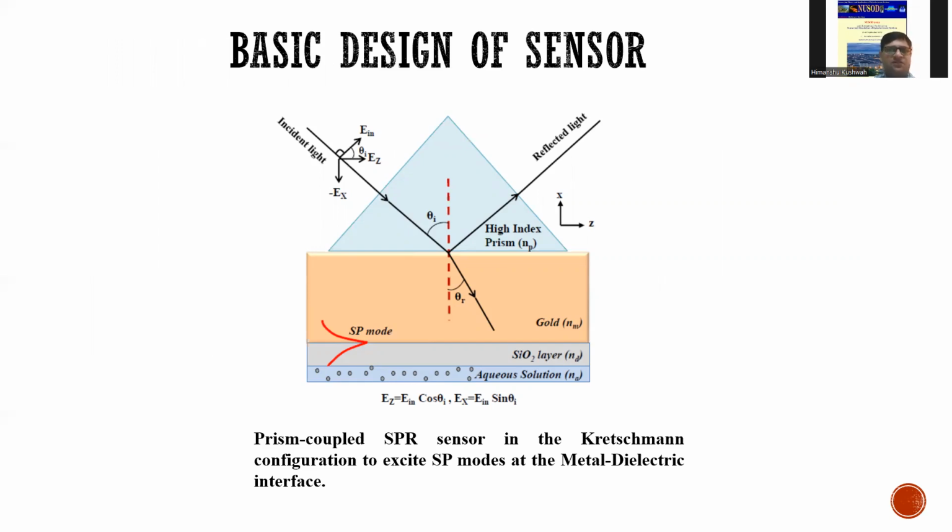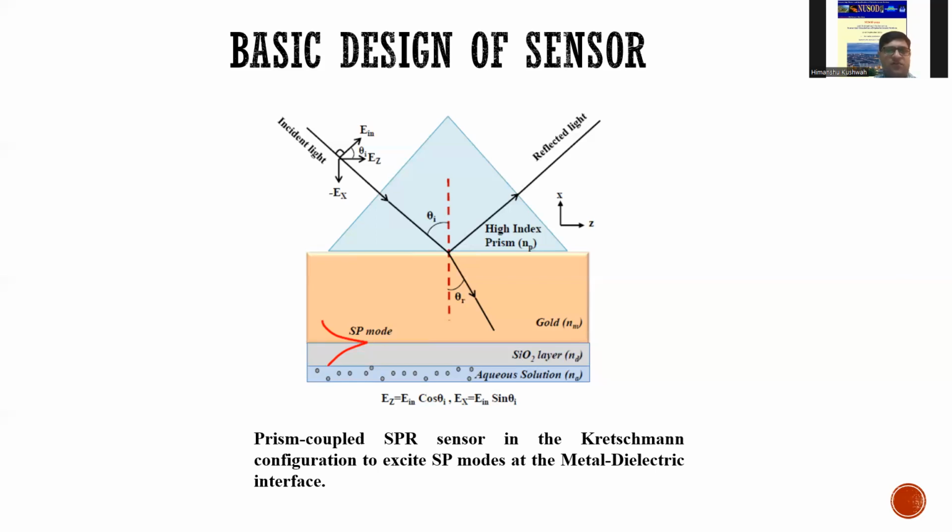And incident light of wavelength lambda falls on the prism base at the input angle theta I. The SP modes are excited at the metal affinity layer interface at the incident angle theta equal to theta R, known as resonance angle. So from the figure, the magnitude of EX equals E in sine theta I. Hence, to increase the EX, which is the transverse component of electric field, the value of theta I at which the SP mode gets excited should be large.